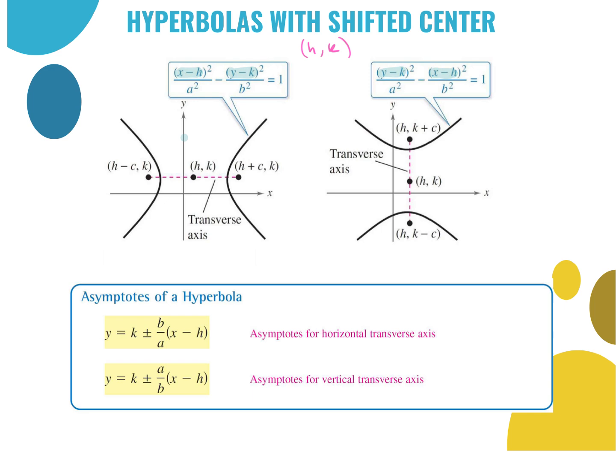This also changes our equations for our asymptotes. So we have y equals k plus or minus. Same thing: if it's a horizontal transverse axis, it's b over a times x minus h. And then the other one, if it's a vertical transverse axis, it would be a over b. So k plus or minus a over b times x minus h.